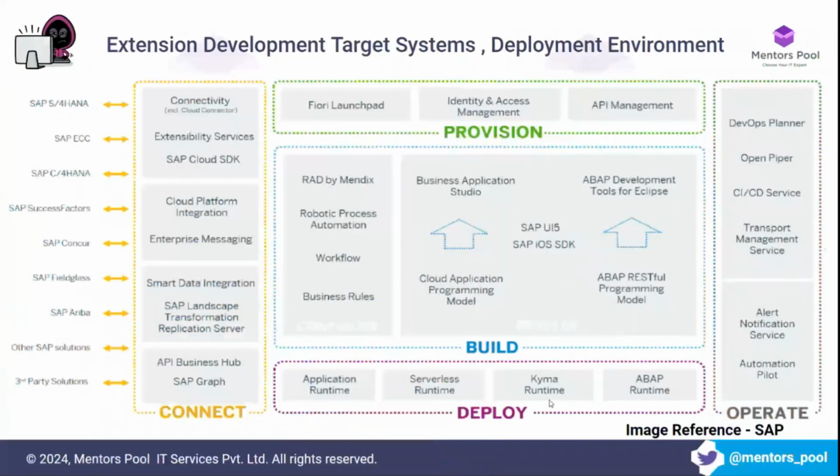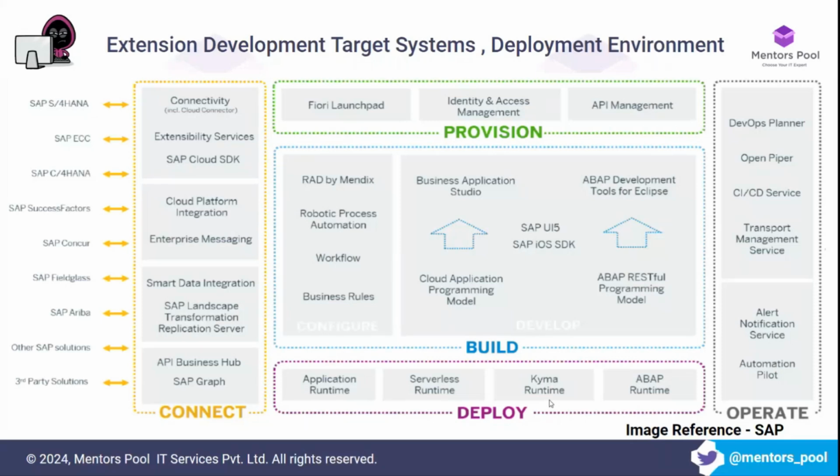So extension development on the basis of the target systems. If you look at this diagram that I have here, in the middle I have what we need to develop, right? At the bottom is where we deploy. On the top, in the green dotted box, I have the provisioning solutions, and on the left and right, I have connect and operate, right?